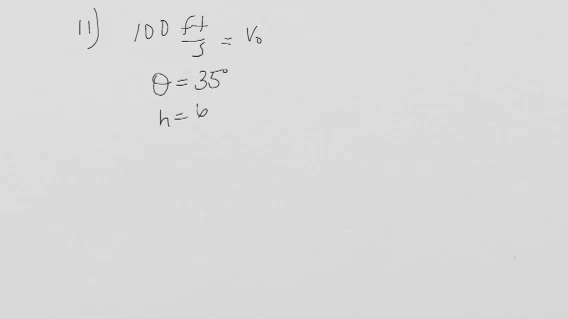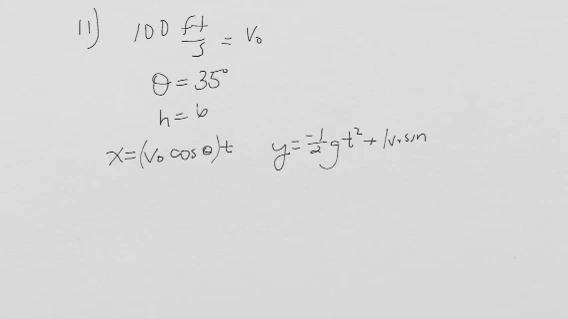We are also given some equations to help us with this, where we are defining x as the initial velocity times cosine theta times t, and y equals negative 1/2 g times t squared plus the initial velocity times the sine of theta times t plus h. Now remember, x is our horizontal measure, or side to side, and y is our vertical. So it'll come in handy to remember those definitions in a little bit.